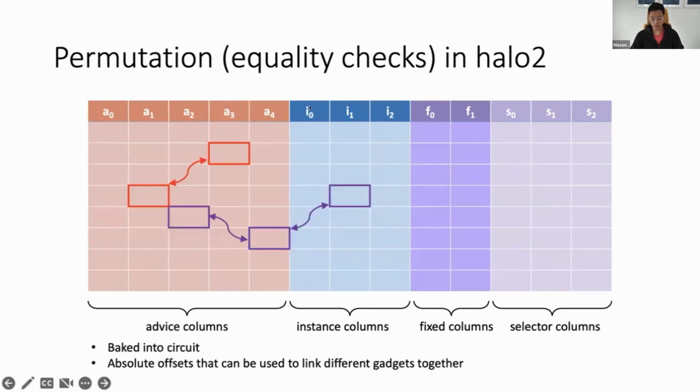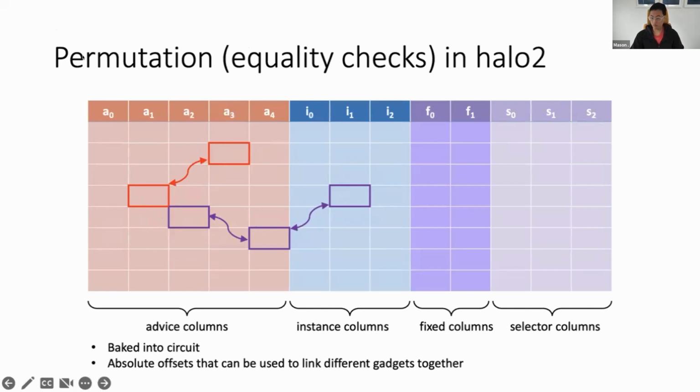Okay, and then another big thing in Halo 2 is something called a permutation or equality check. What this does is it allows you to assert that various cells in fact have the same value. So in this case, I can say that the value in A1 and A3 is the same, or that the values in A2, A4, and I1 are the same.